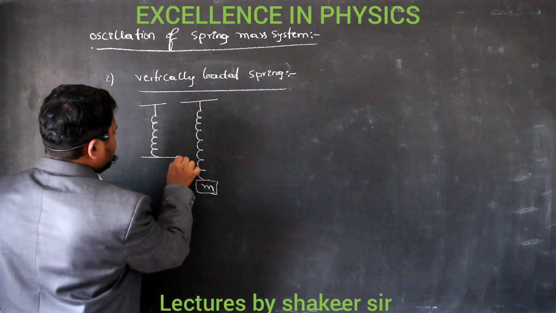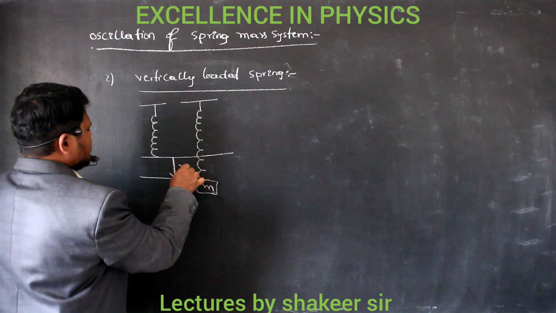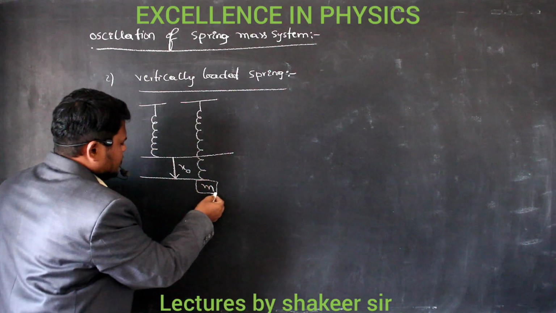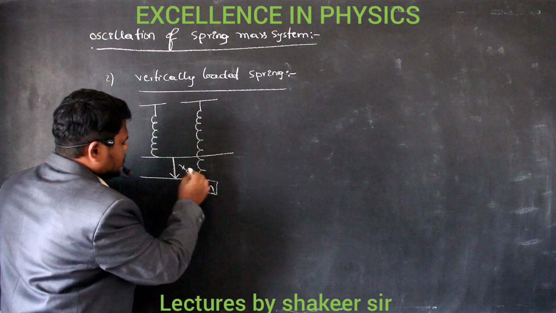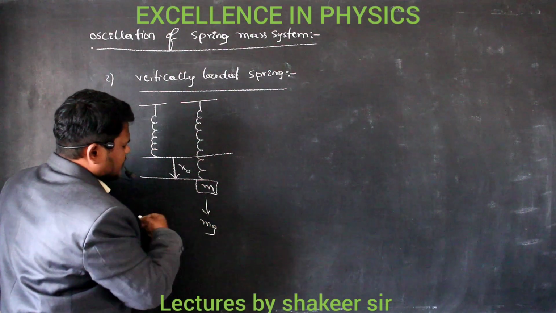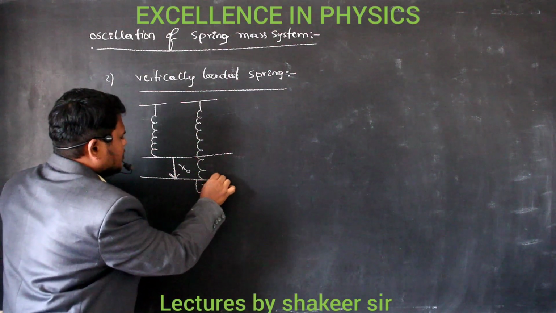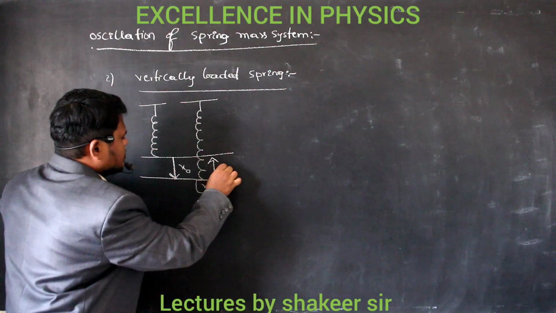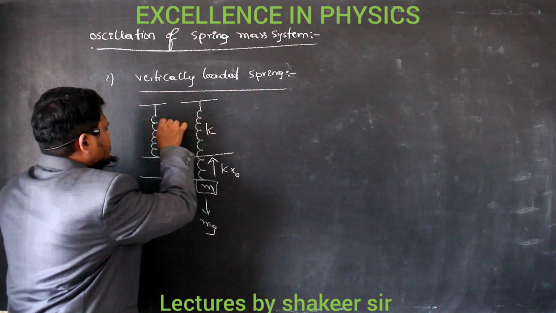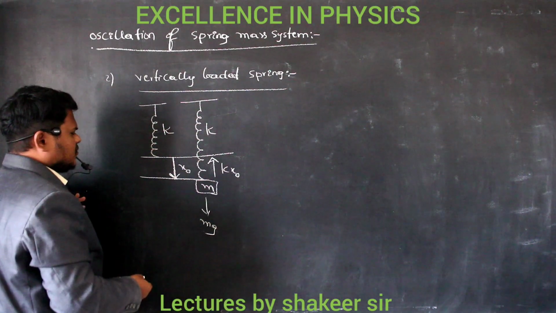So how much will be the elongation? Elongation produced will be this much. So if this is x naught, clear? Definitely I can say if the body is in equilibrium, then on this body two forces will be acting. One force is the weight of this block, which is acting downwards, and if displacement is in one direction, then the restoring force should be in the opposite direction, which is K into x naught, where K is the spring constant of this spring. Clear? So mg is downwards, Kx naught is upwards.